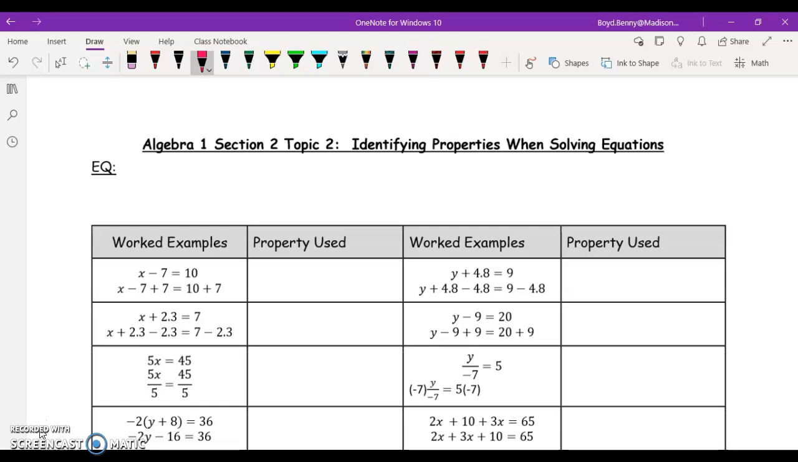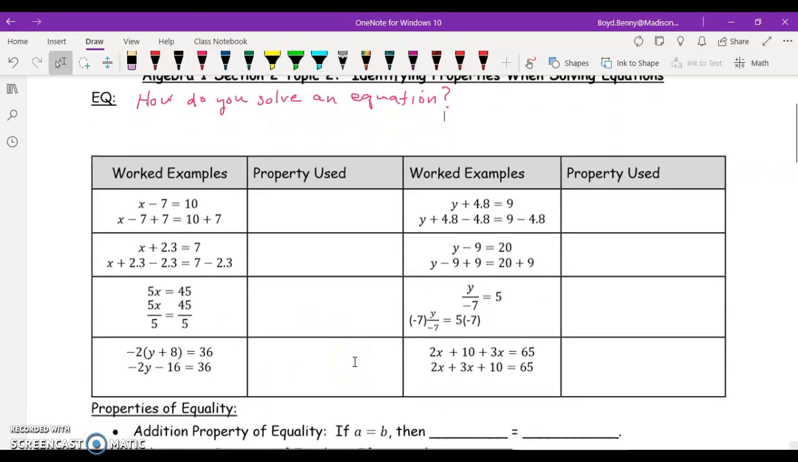So our essential question for the day is, how do you solve an equation? And we will likely be tackling this essential question for a couple of days. Okay? So first thing we want to do is identify what properties are being used in this table. And then from that, we can come up with our properties.